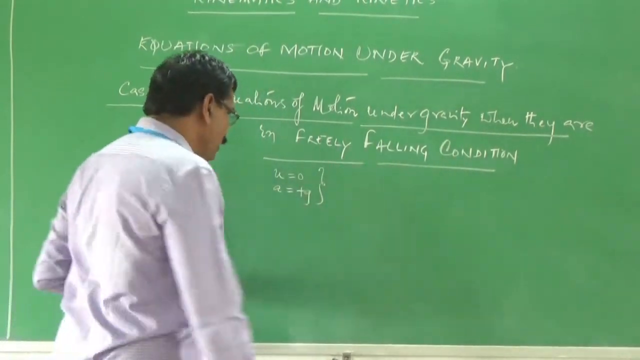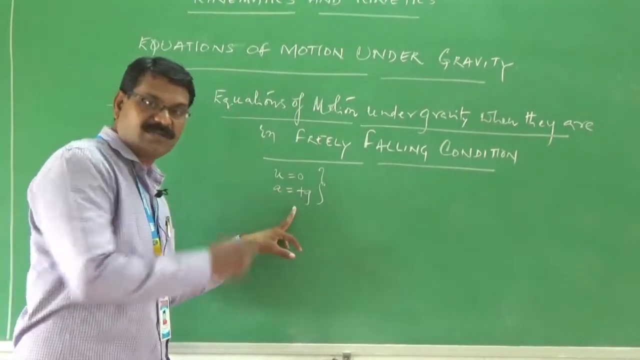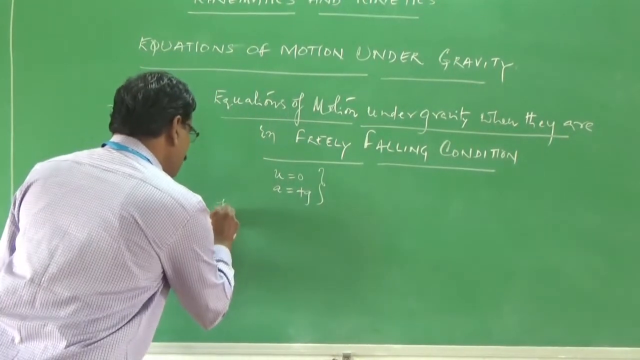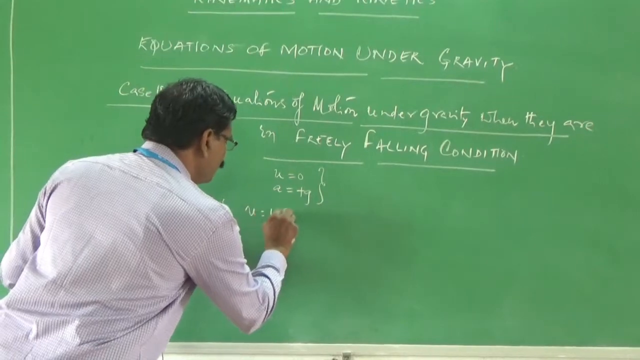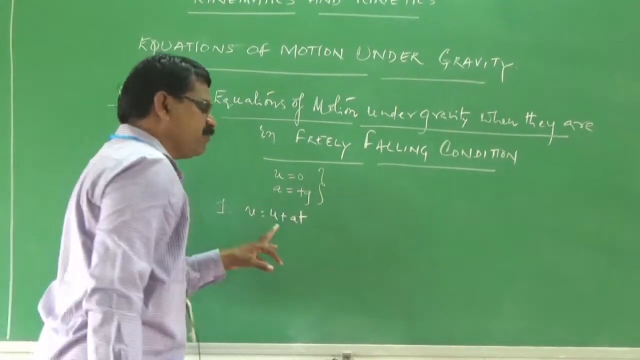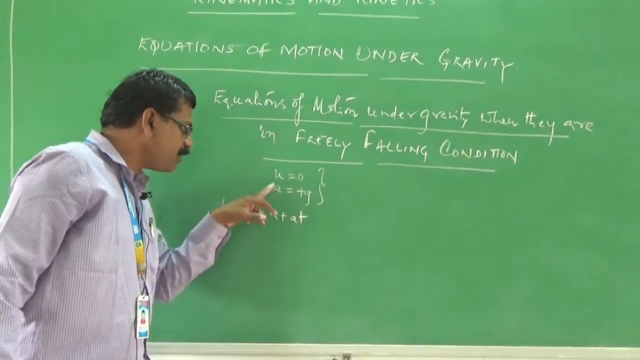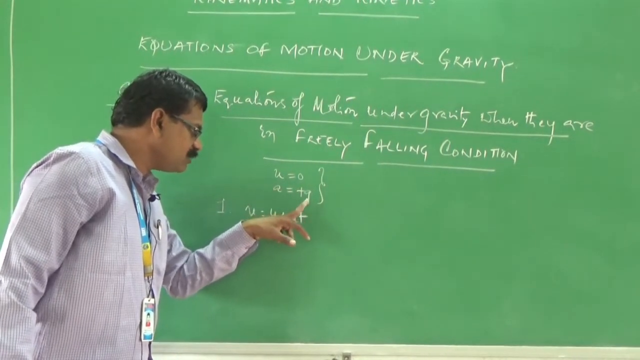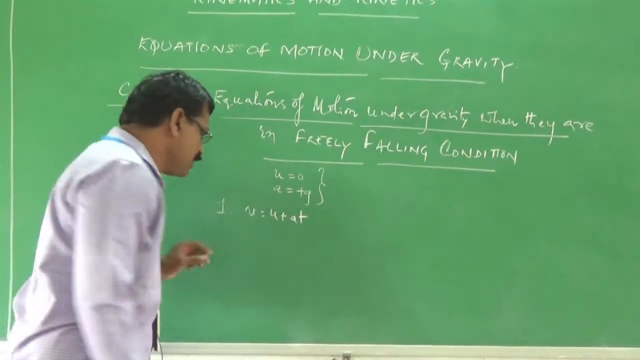Let us see this. If you substitute both of them in the four equations, I will get it like this. The first one is V is equal to U plus AT. We know that this is the standard first form. So, if I substitute U is equal to 0 and A is equal to plus G in this equation, I will get like this.